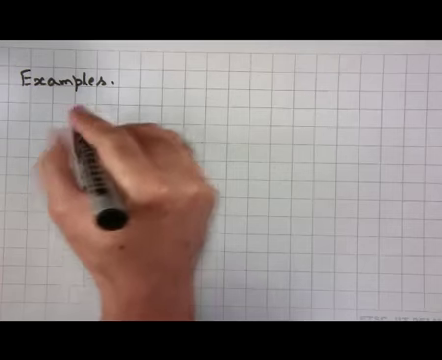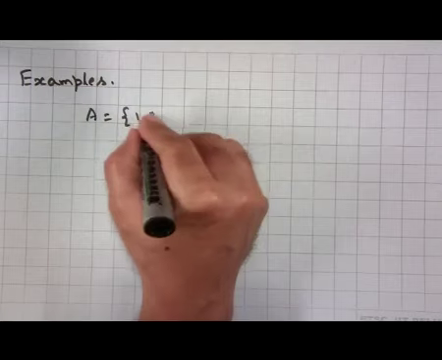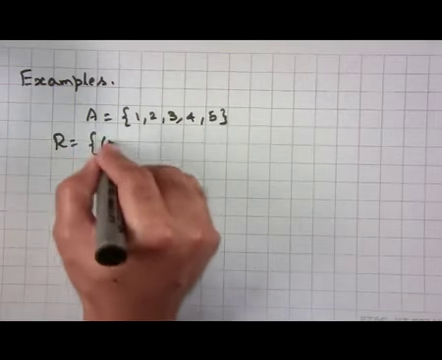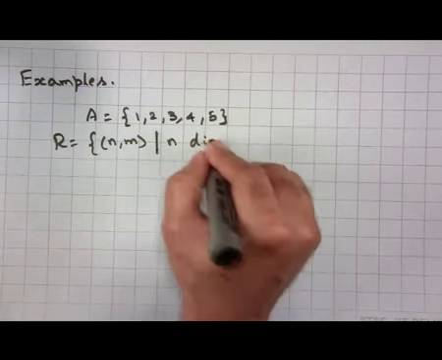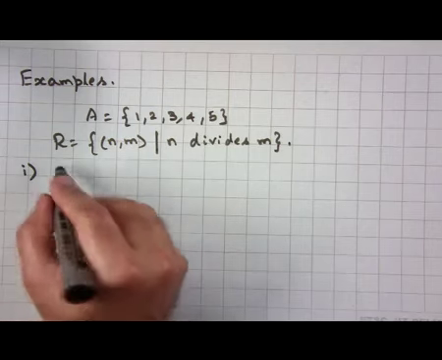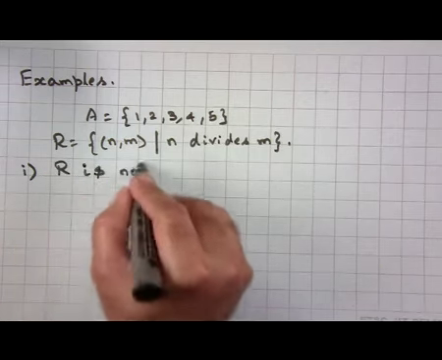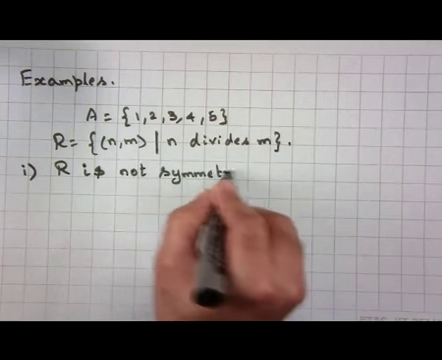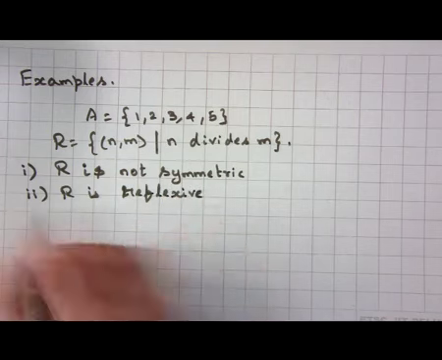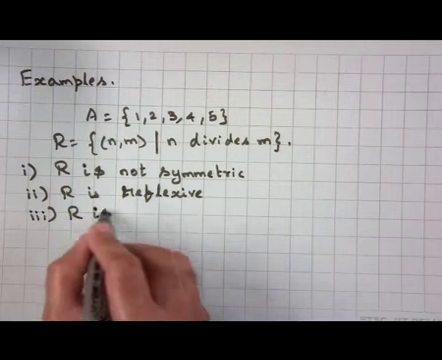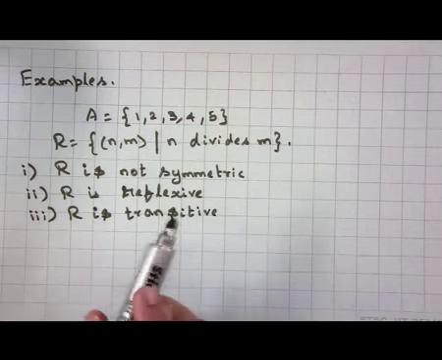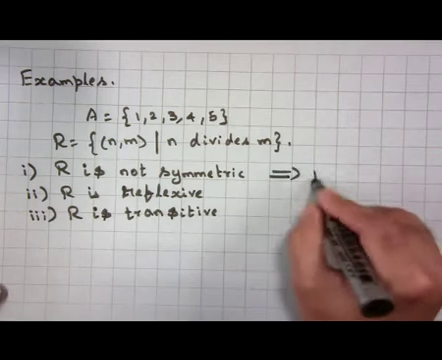Let us look at some examples. Let us look at A equal to {1, 2, 3, 4, 5} and then R as all those (n, m) with the condition that n divides m. What is it that we know? What we did is we in fact found that, first, R is not symmetric. Second, R is reflexive. Third, R is transitive. These are the things that we noticed. So, the first one, R is not symmetric, implies that R is not an equivalence relation.